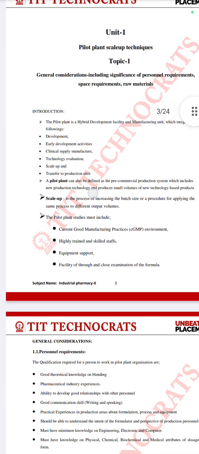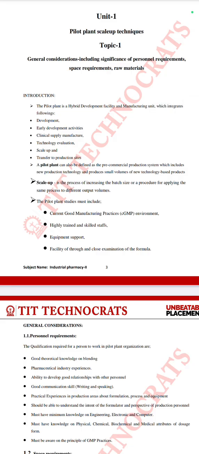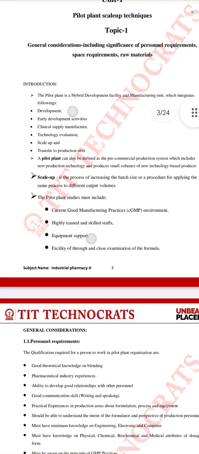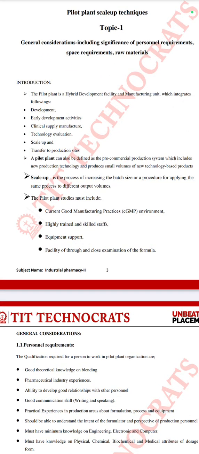And introduction. What is introduction? The pilot plant is a hybrid development facility and manufacturing unit which integrates the following: early development activities, clinical supply manufacturing, technical evaluation, scale up, and transfer to the production state. General definition: a pilot plant can also be defined as a pre-commercial production system which includes new production technology and produces small volumes of new technology based products.